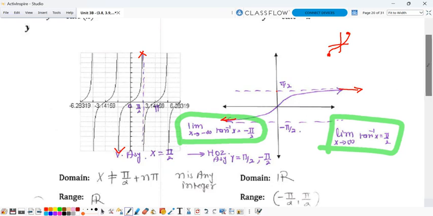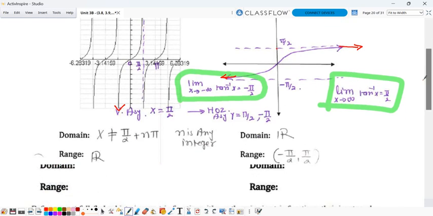Now, if I look at the domain and range, if it is restricted to these two, this will be parentheses. Notice that this is parentheses, not brackets. Why are they parentheses, not brackets? Because of the horizontal asymptote. Horizontal asymptote means it goes forever but does not touch.